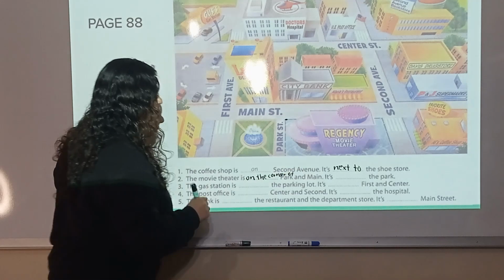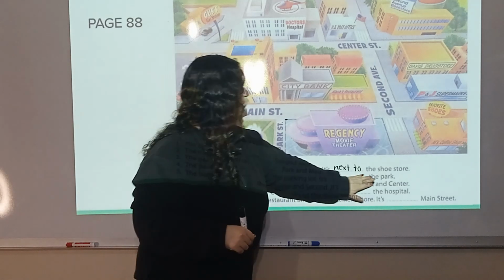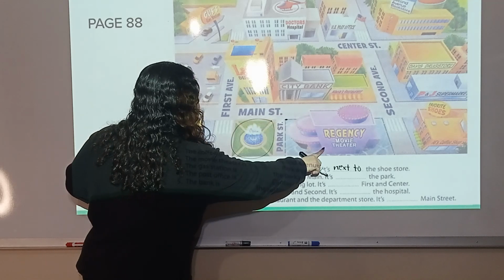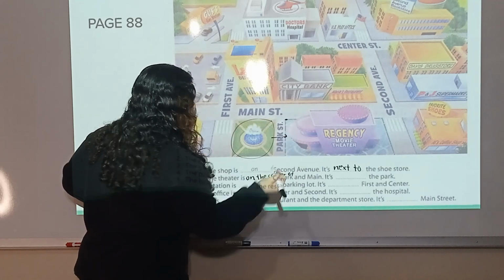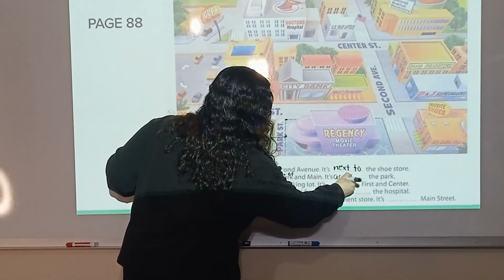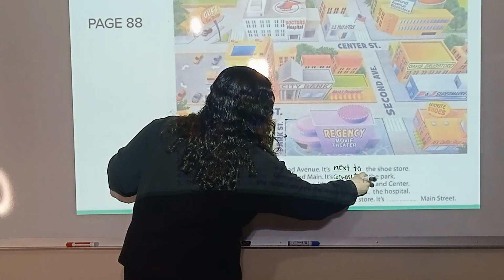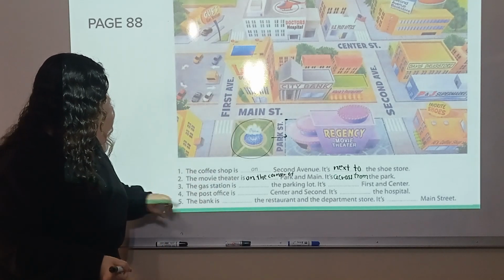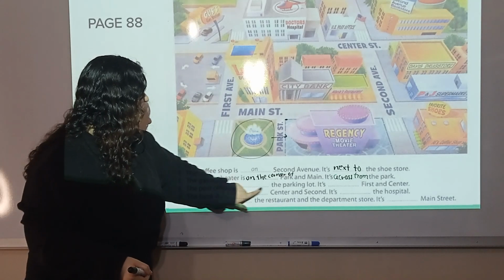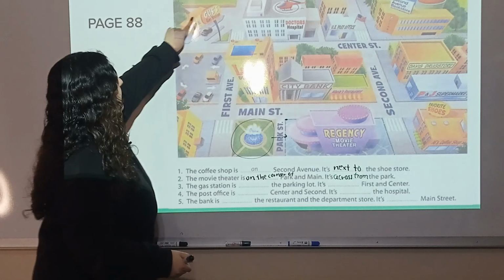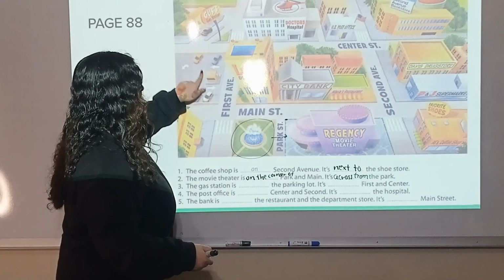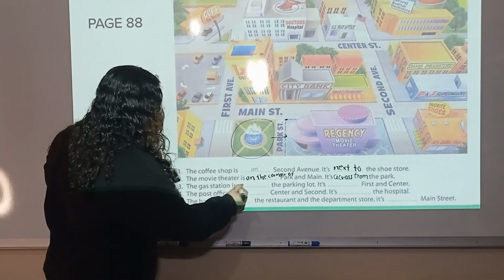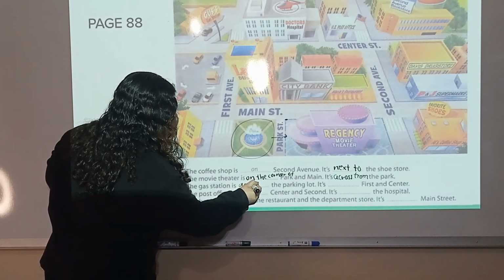of Park and Main. Then we have it's the park. As we can see, the park is over here. And to get to the movie theater, we have to cross the street. So, across from. Then we have number 3. The gas station is the parking lot. So we take a look at the gas station over here and the parking lot, and we can see that here we also have to cross the street. So we can say it is across from it.